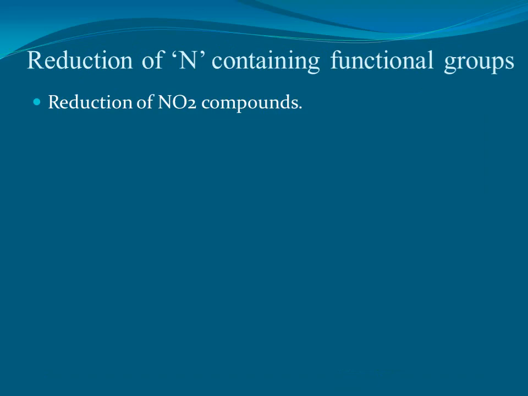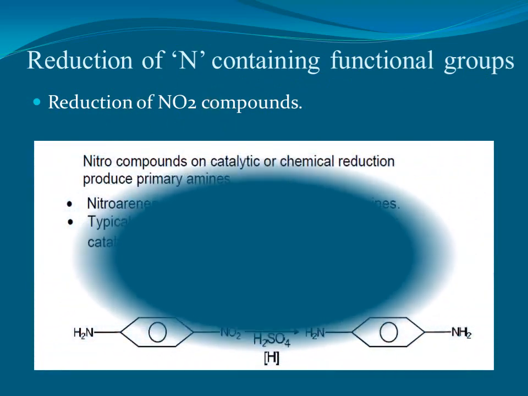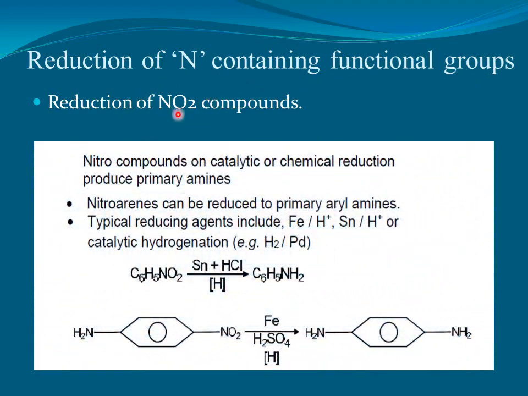Students, the next methods for the preparation of amines are reduction of nitrogen containing functional groups. The first one that we are going to study is the reduction of nitro compounds, means compounds containing NO2 group. Nitro compounds on catalytic or chemical reduction produce primary amines. Nitroarenes, means NO2 group when it is attached to aromatic compounds, can be reduced to primary aryl amines.